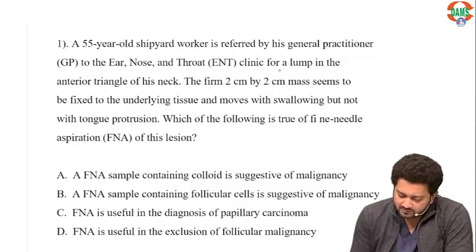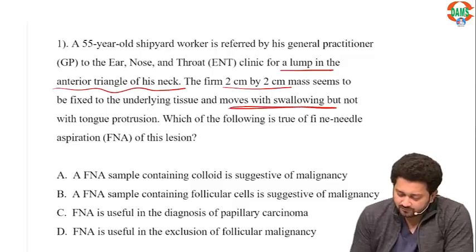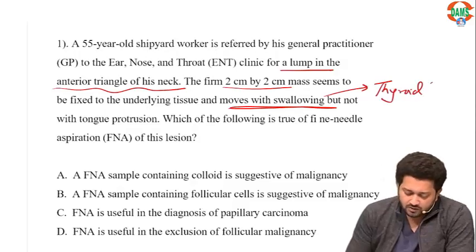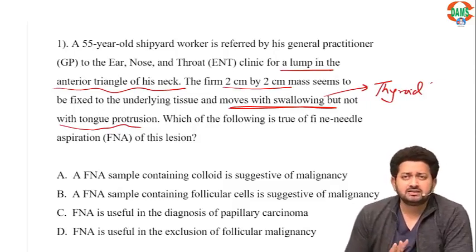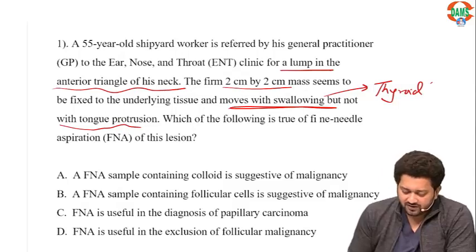A patient comes with a lump in the anterior triangle of the neck, 2 by 2 centimeter, and moves with the swallowing. The lumps which move with swallowing are the thyroid swellings, not with tongue protrusion. If it is not moving with tongue protrusion, it is not a thyroglossal cyst. Which of the following is true of the fine needle aspiration?